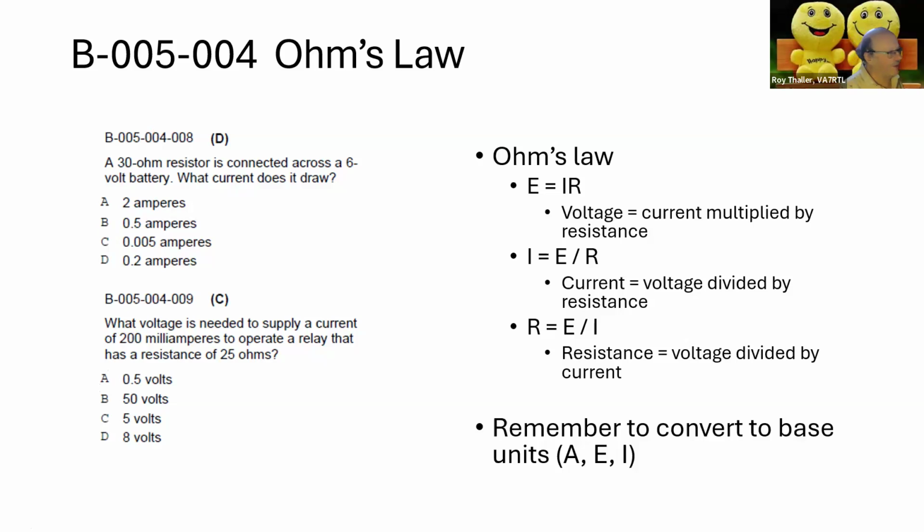A 30 ohm resistor is connected across a 6-volt battery. What current flows through it? So here you're taking 30 divided by 6. So D is the correct answer, 0.2.